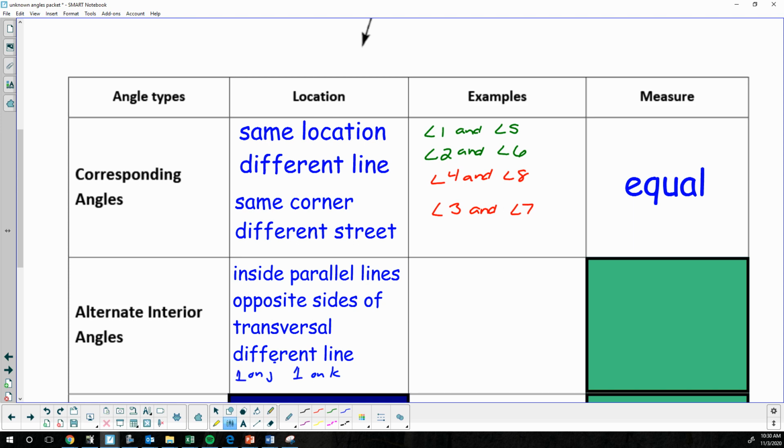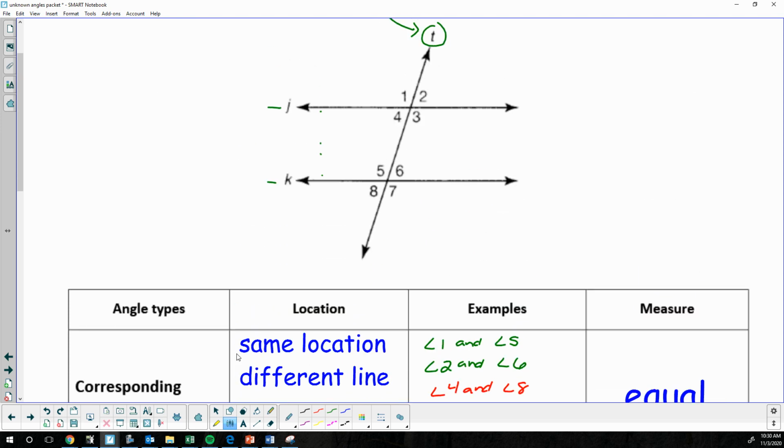You can have inside angles, but if both of them are on J or both of them are on K, they're not alternate interior. So what does that mean in terms of the picture? Alternate interior means that they have to be below J, so 1 and 2 are not interior, and they have to be above K, so 8 and 7 are not interior.